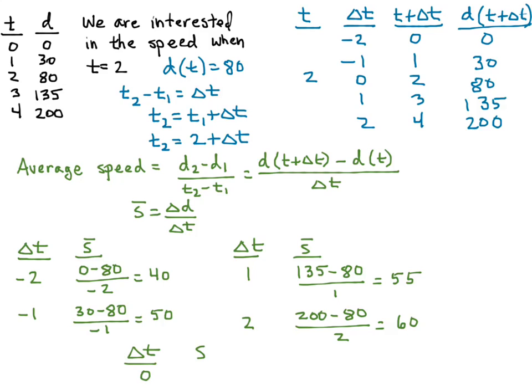So I'm going to leave you with this notion. What's my average speed, or what's my particular speed right now? If I put my formula in there, I have d2 minus d1, which is 80 minus 80. And the difference in time is 2 minus 2, which is 0. So my speed is 0 over 0. That really doesn't have any meaning.